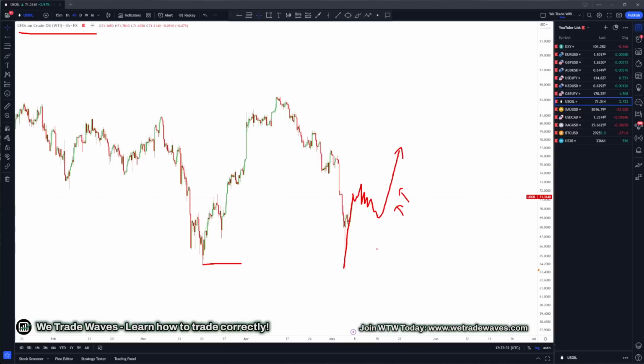Guys, I always say to you, never ever add to a losing position. But the secret to succeeding in trading is mastering how to add to winning positions. I explained this during one of our monthly Q&A sessions. To get access to it, the recordings are inside your dashboards, inside the WTW members' dashboards.